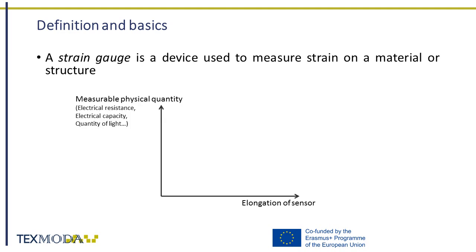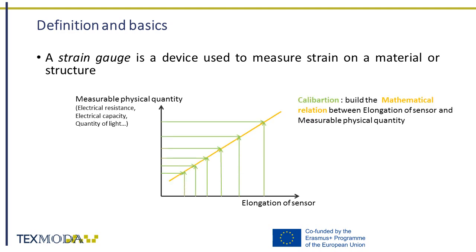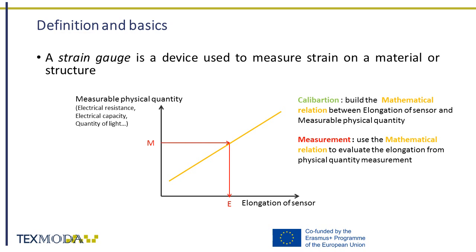This device is able to make the link between the elongation of sensors positioned on a structure and a measurable physical quantity. Often, the measurable physical quantity is an electrical quantity. Thus, during the design of the sensor, the calibration phase occurs to build the mathematical relationship between the elongation of sensors and measurable physical quantity. When using the sensors, the aim is to use a mathematical relationship to evaluate the elongation of physical quantity measurement.